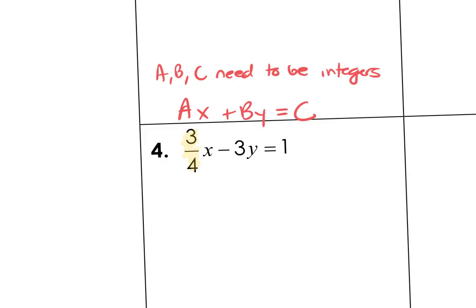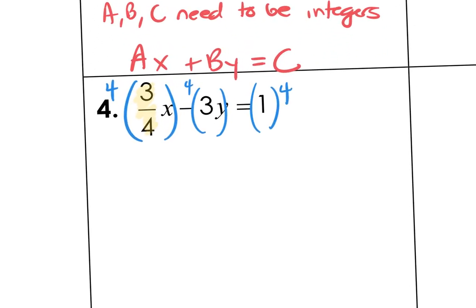Okay, the way that we're going to fix that, if you have a fraction, is we need to multiply everything by whatever's in the denominator. So my denominator is a 4, and so to fix this problem, I'm going to multiply everything by 4. So 3/4 times 4, the 4's will cancel out. You just get 3x. In the middle, negative 3y times 4 gets me negative 12y. And then at the end, 1 times 4 is 4. Now we're in proper standard form.